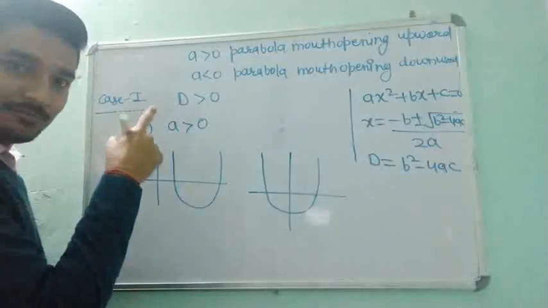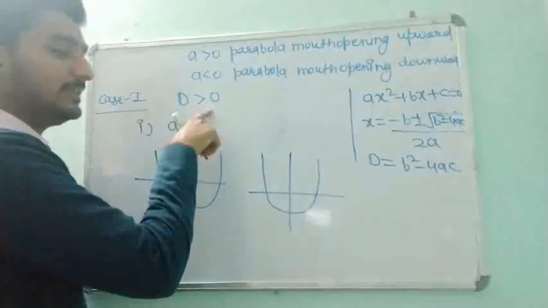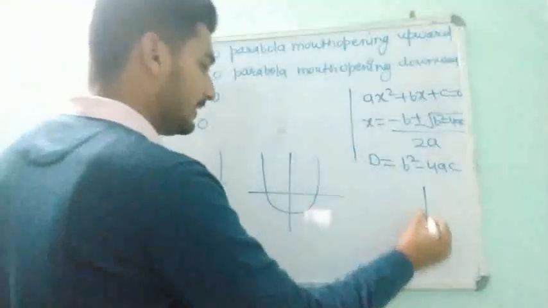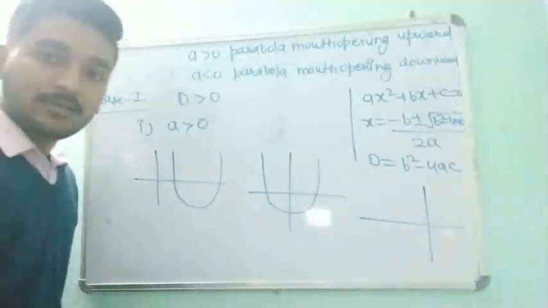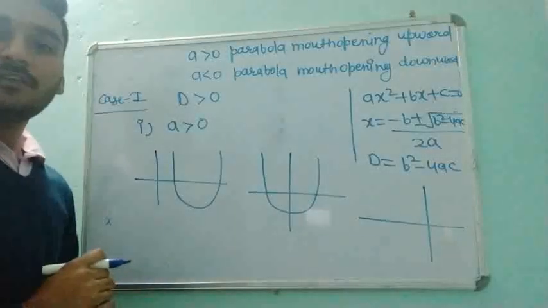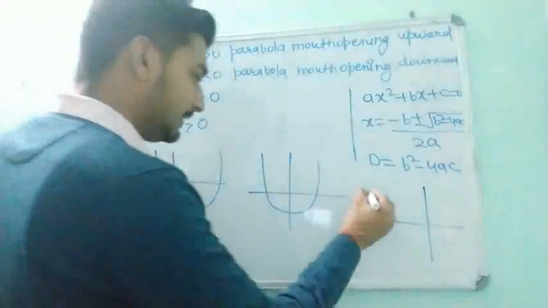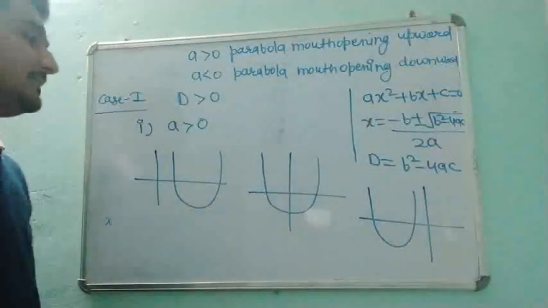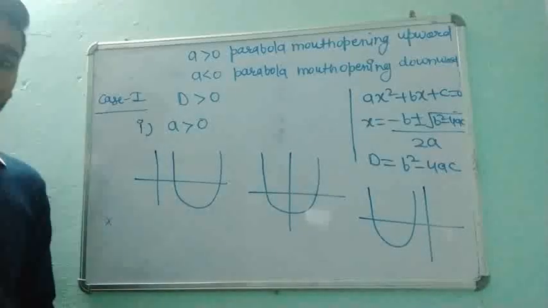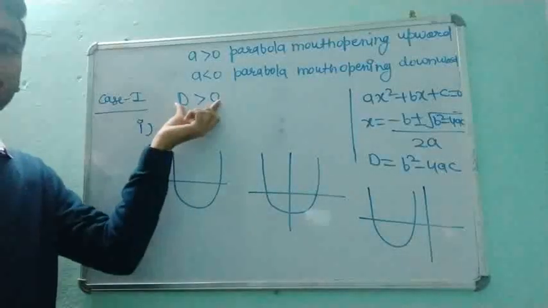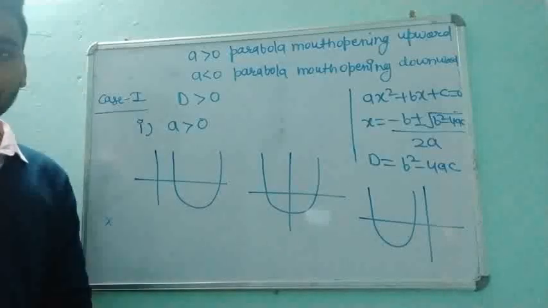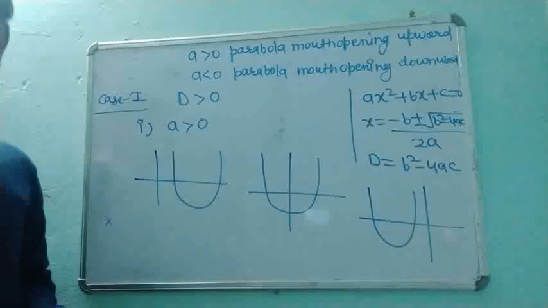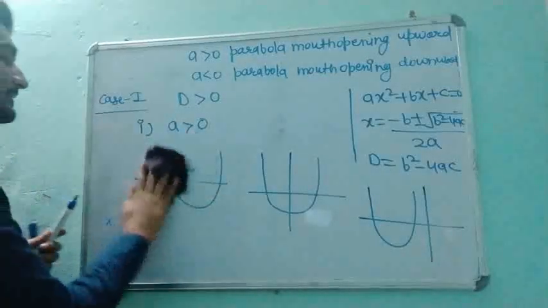The parabola mouth opens upward due to a greater than 0, and D greater than 0 means the graph cuts the x-axis at 2 points. Next, it may be possible that both the values of x are negative. It means it cuts the x-axis on the negative side. So these are the graphs of the quadratic equation in the case of D greater than 0 and a greater than 0.